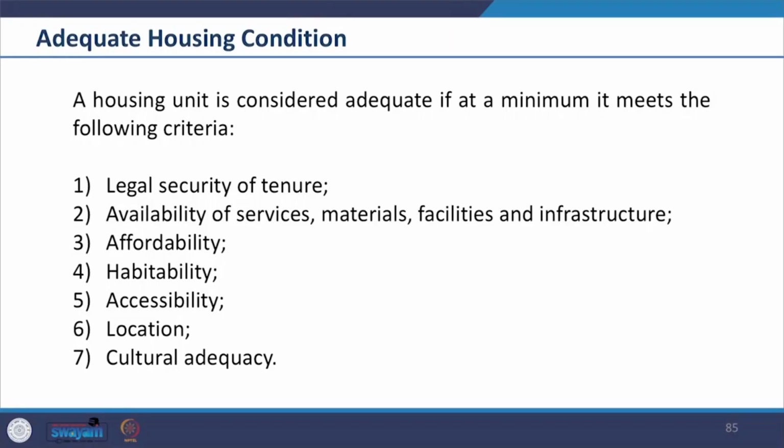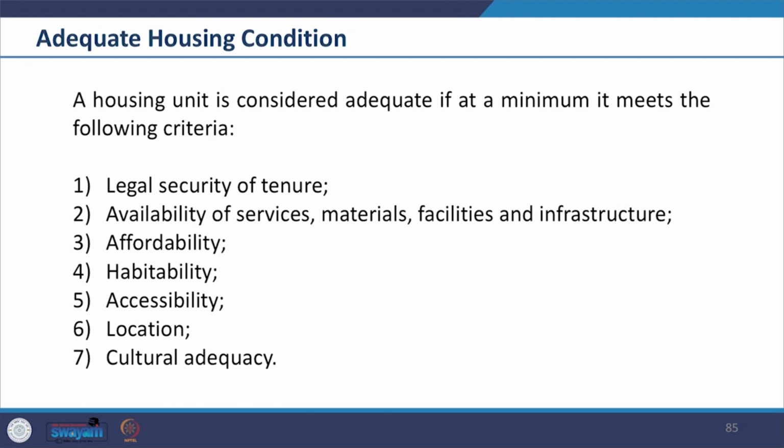Moving on, we'll try to understand what is inadequate housing. A housing unit is considered inadequate if at a minimum it meets the following criteria. So, criteria 1, we see legal security of tenure. So, if they have legal security of tenure which guarantees legal protection against forced evictions, harassment and other threats. Second, we see availability of services, materials, facilities and infrastructure including safe drinking water, adequate sanitation, energy for cooking, heating, lighting, food storage or refuse disposal.